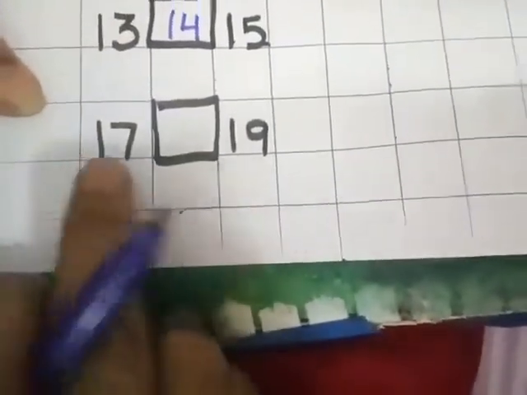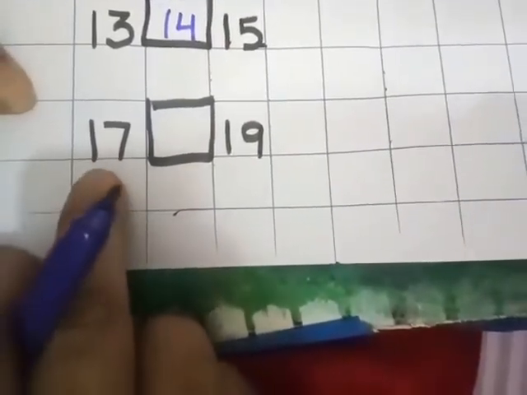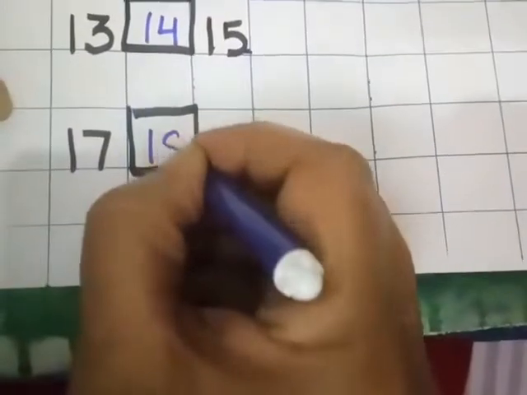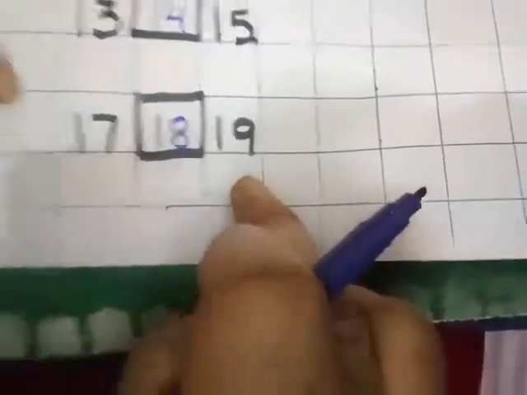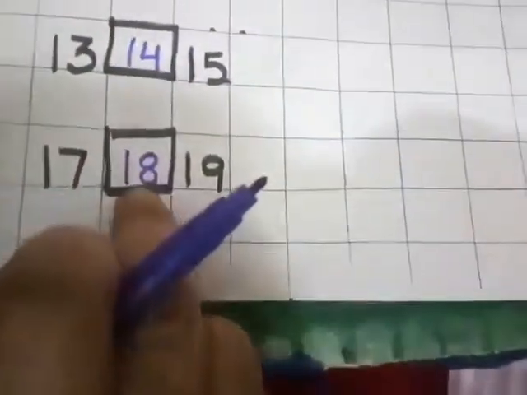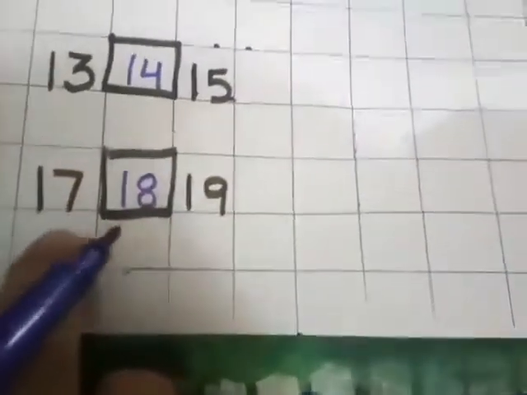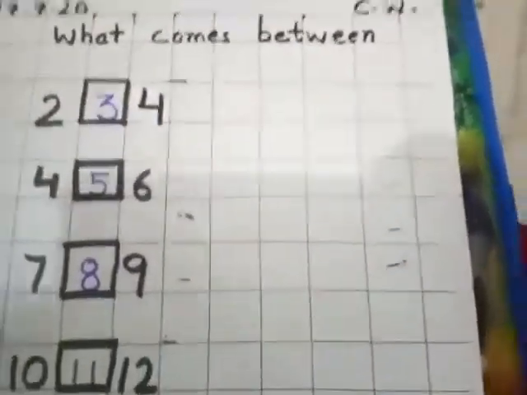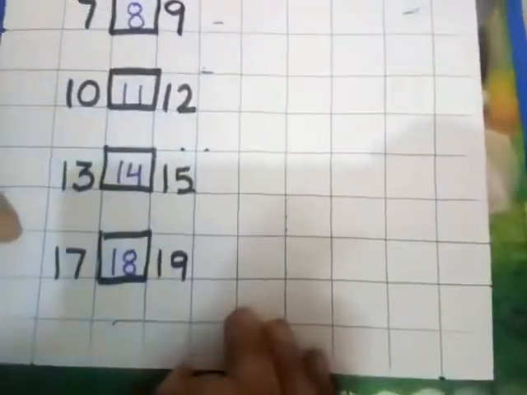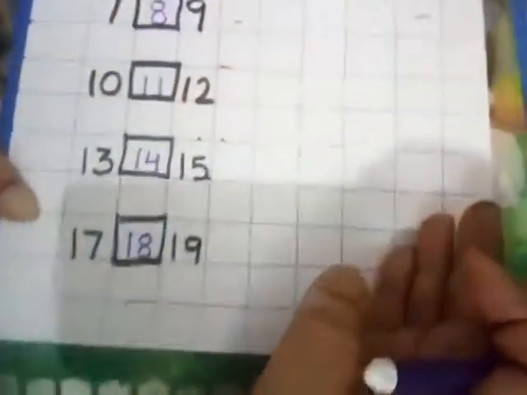Now read with me. 17, 18 and 19. 18 comes in between 17 and 19. Do this work in your math notebook and do more practice with different numbers. Don't take these numbers again. Change your numbers. Okay, have a nice day.